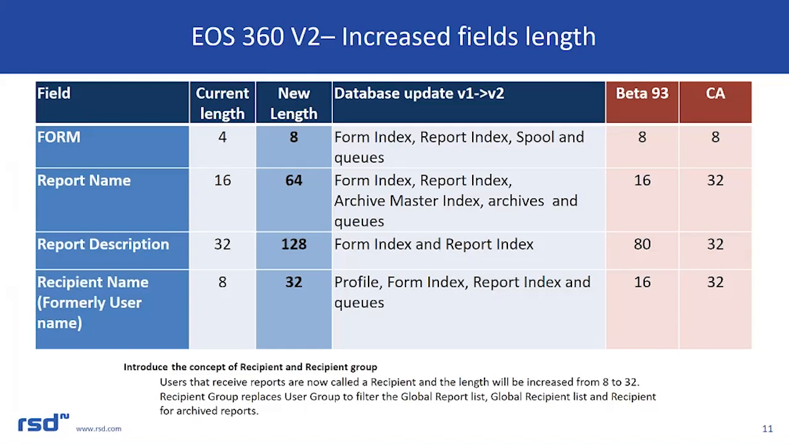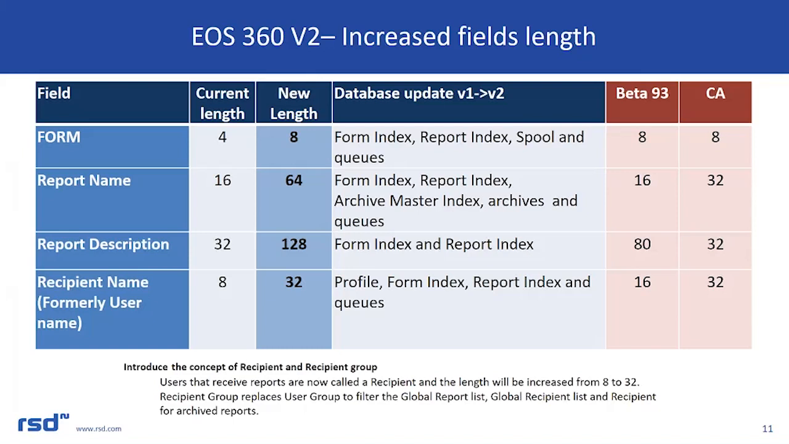Now, the thing we want to focus on here is that this is a big change in the product and also a major change to the report index, the forms index, the profile, and the archive files. These have all been increased to support these changes. Accordingly, since these are significant changes in the product, they will be tested thoroughly between December of this year through April of 2018 before the official release date of EOS 360 version 2, which you saw earlier is going to be in May of 2018.